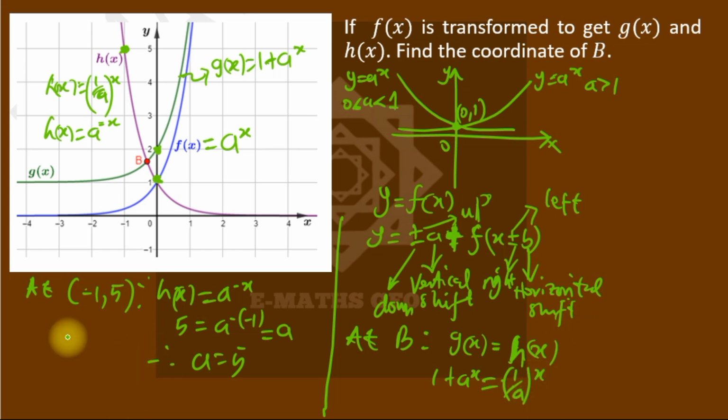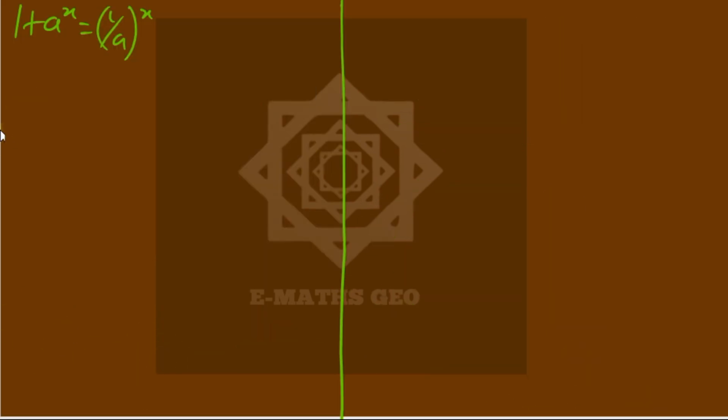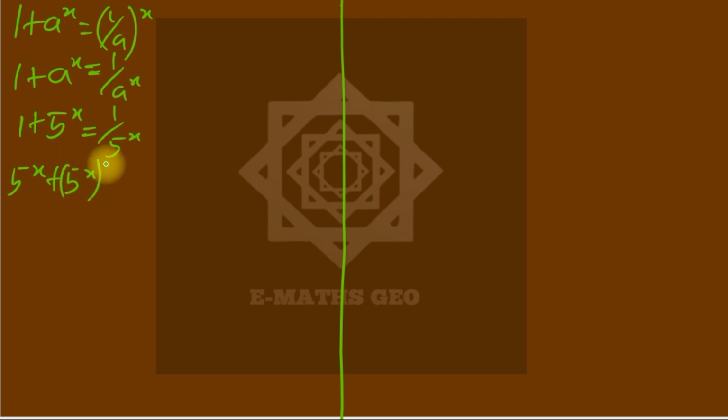So this means, let's move to another page. Since we've gotten the value of a to be 5, you know that this means 1 over a raised to power x, 1 plus a raised to power x. So we have that 1 plus a is 5, 1 over 5 raised to power x. If you multiply both sides by 5 raised to power x, we now have 5 raised to power x plus 5 raised to power x all squared equal to 1. That's multiplying both sides by 5 raised to power x.